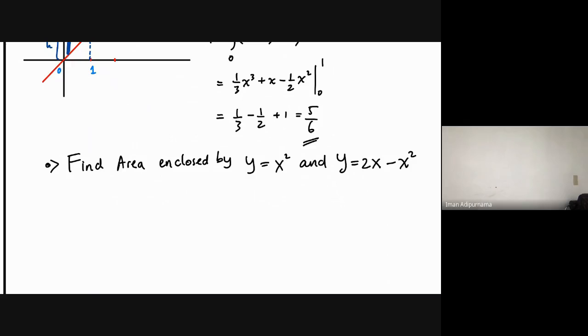Because I think you need to get used to drawing some simple polynomials. Okay, so I think several students cannot draw this 2x minus x squared. Please practice this, okay?